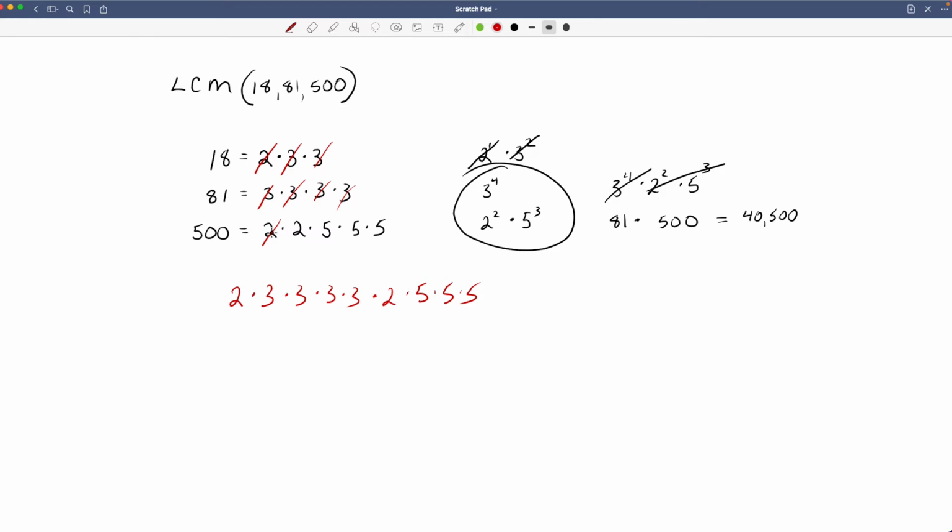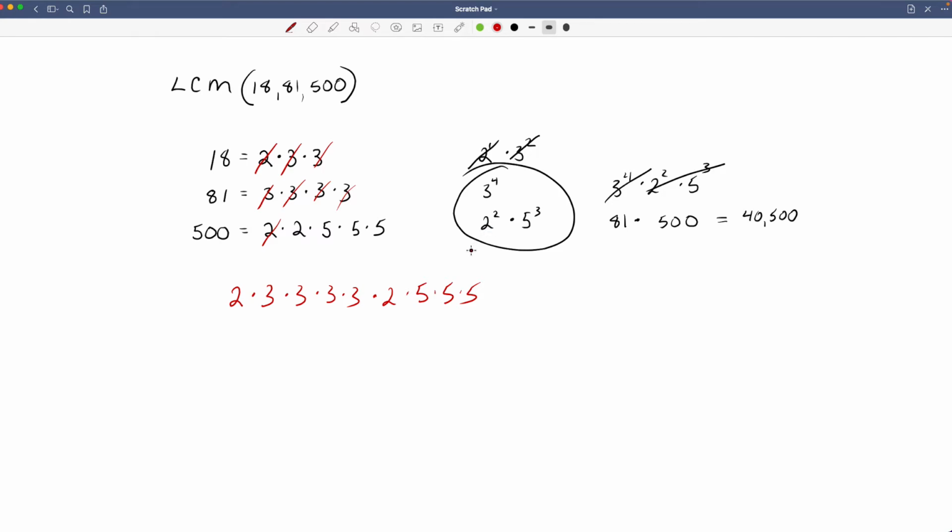But if you can cancel out pairs, or if you had another 3 down here, you can cancel it out, that works well also. But the number does not have to be in each one of these. It just has to be in another set at least one time. If this is too confusing, use the original method that I showed you, where you just use the highest power for each base, and then you multiply them together.